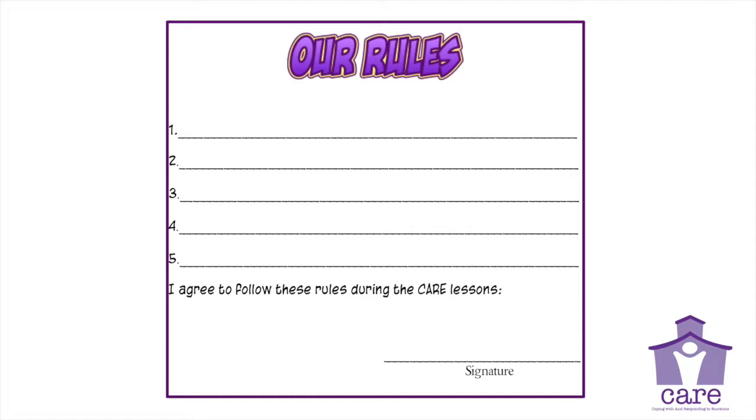Some common ones that students have come up with in the past have been to not interrupt each other, to only use kind words, to not criticize each other. Those are all things that students have brainstormed in the past. You want to come up with a minimum of 3 rules and no more than 5. And then go ahead and have students sign right here in their workbook, committing that they're going to follow those rules.